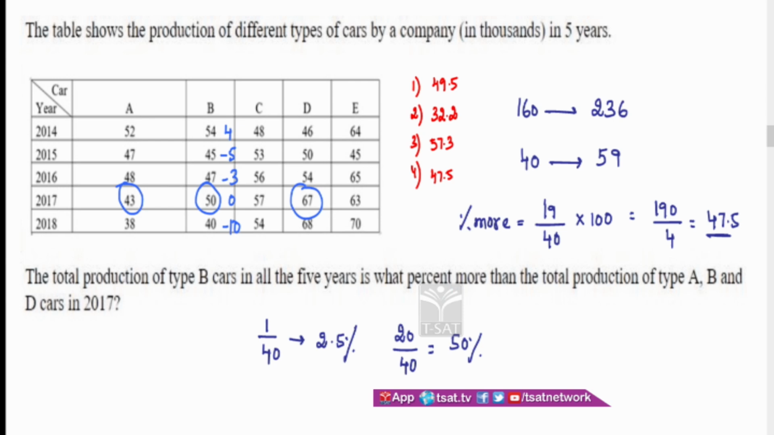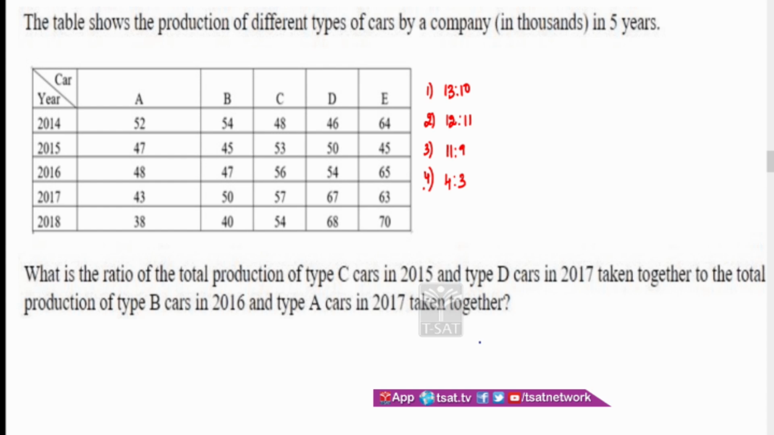Same thing, if I ask you what is 21 by 40, then you have to add both. Then you can say it is 52.5%. So you have to work a little bit more on fractions, on how we convert fractions to percentages, so that in data interpretation it will be more and more easy for you to do it. Look at another question on the same graph.